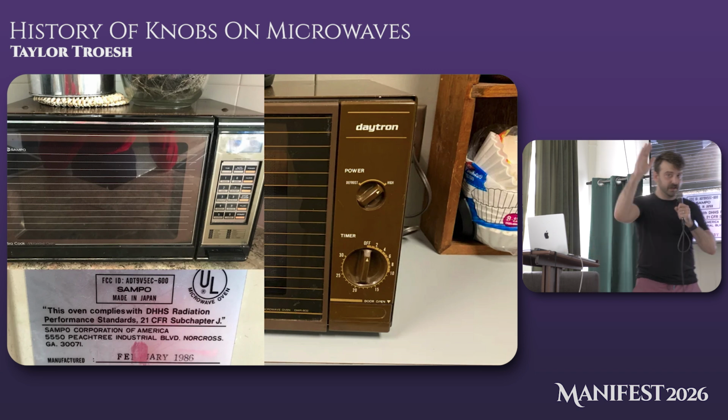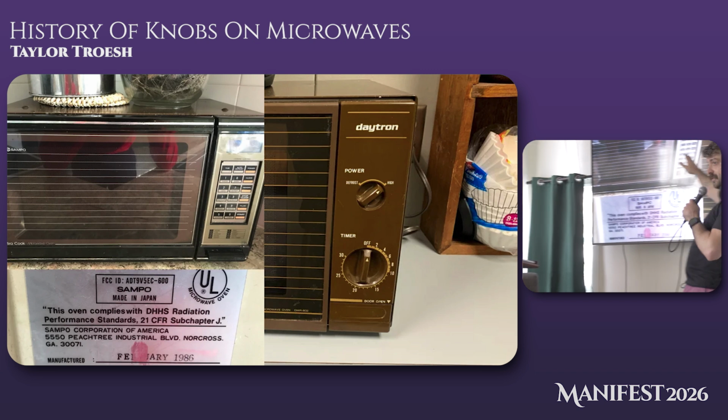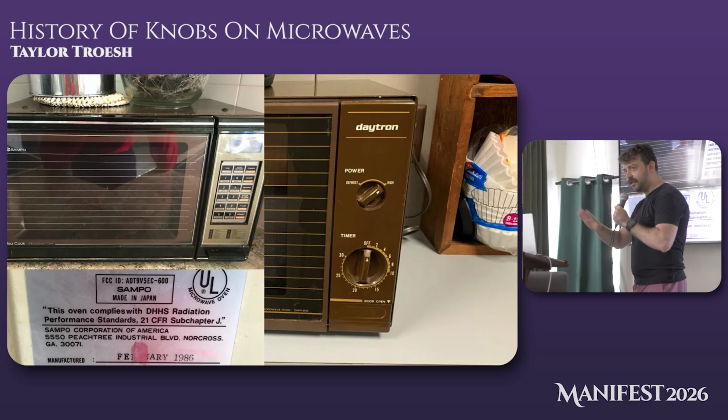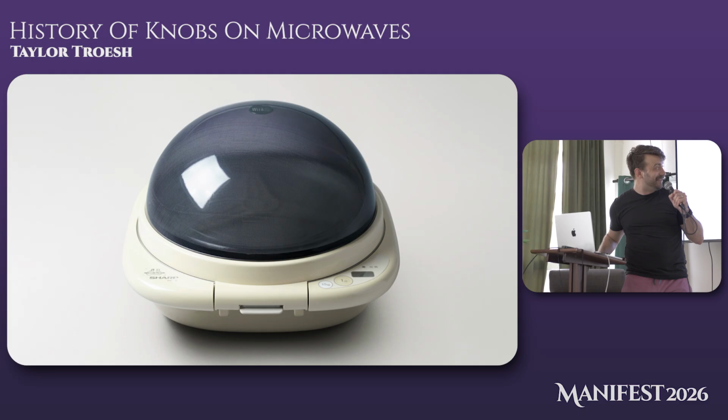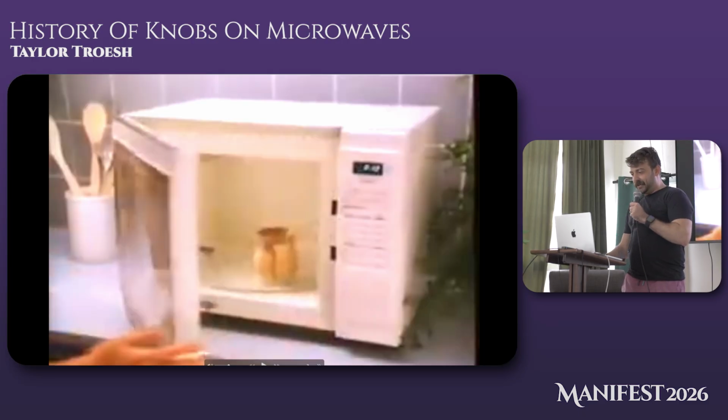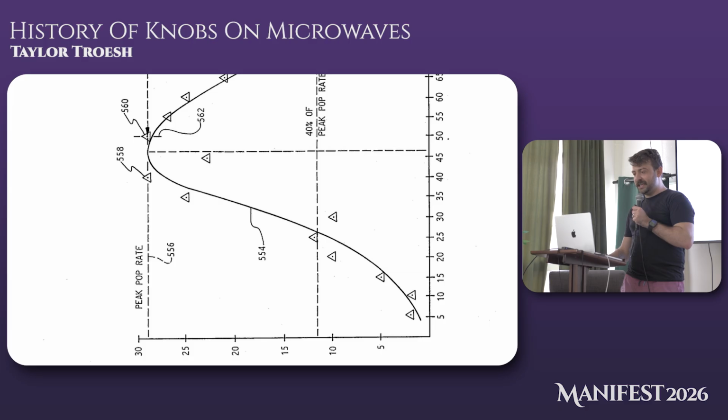1986, we see in the wild knobs and buttons. Things are happening. The market is choosing. We also have this in 1987. Look at that beauty. All right. Popcorn mode comes in 1988. This, I believe, was a humidity-based design.